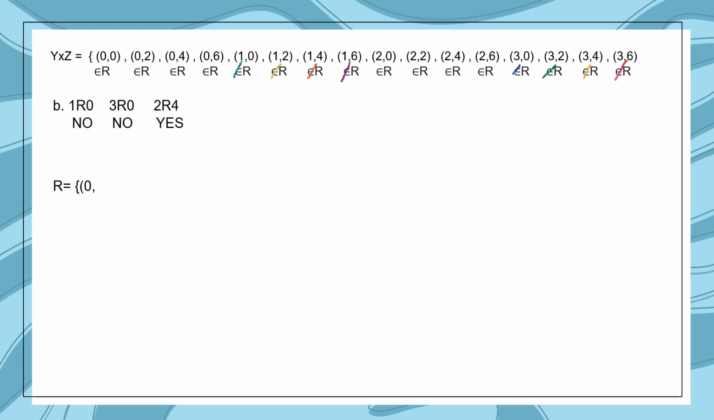And letter B. Is 1 related to 0? No. Is 3 related to 0? No. And lastly, is 2 related to 4? Yes, because (2+4)/2 is an integer. And for letter C, R is equal to the set of (0,0), (0,2), (0,4), (0,6), (2,0), (2,2), (2,4), and (2,6).